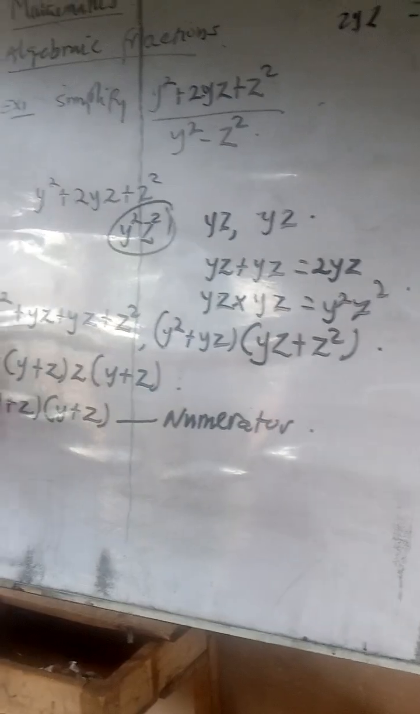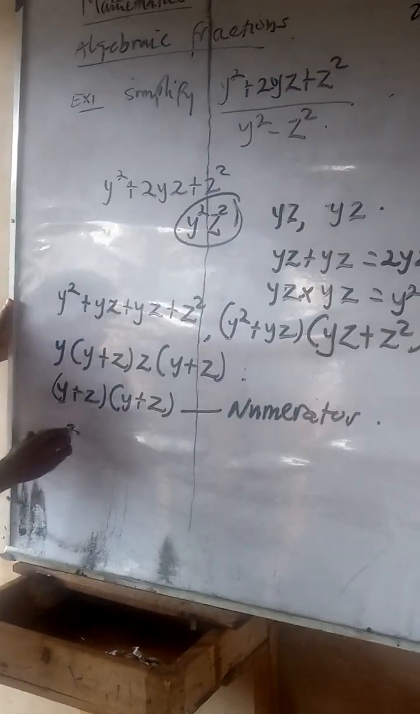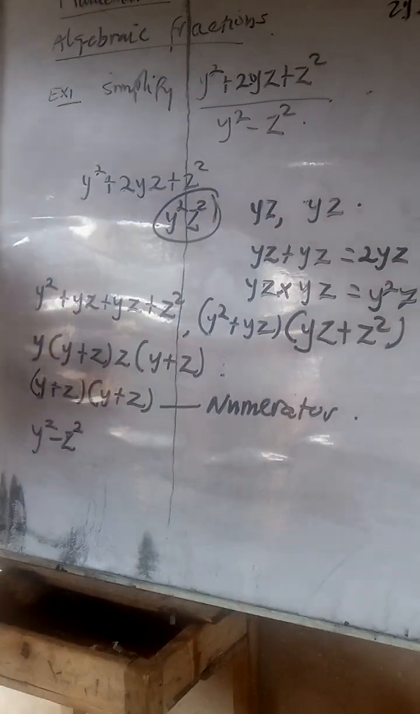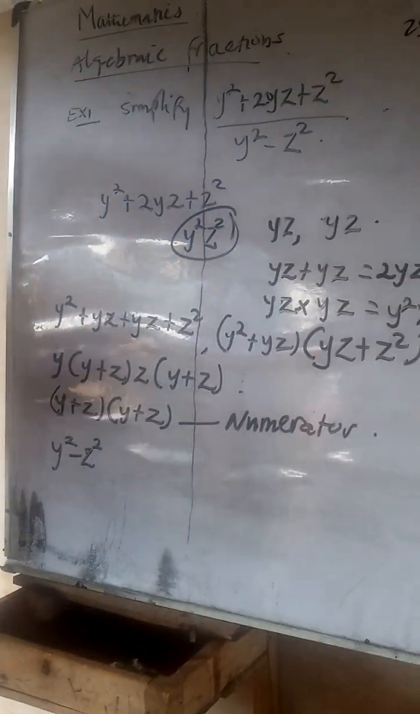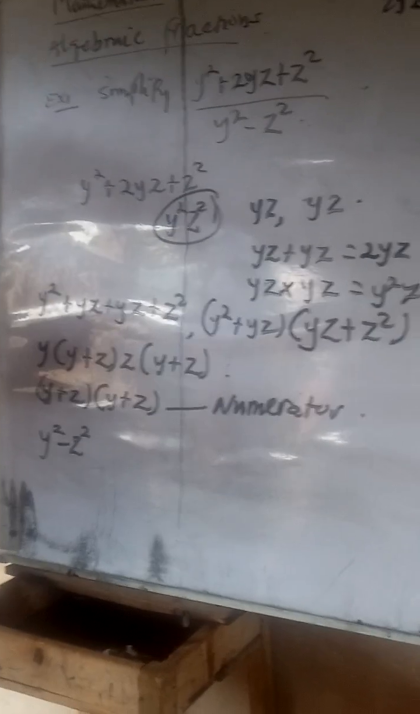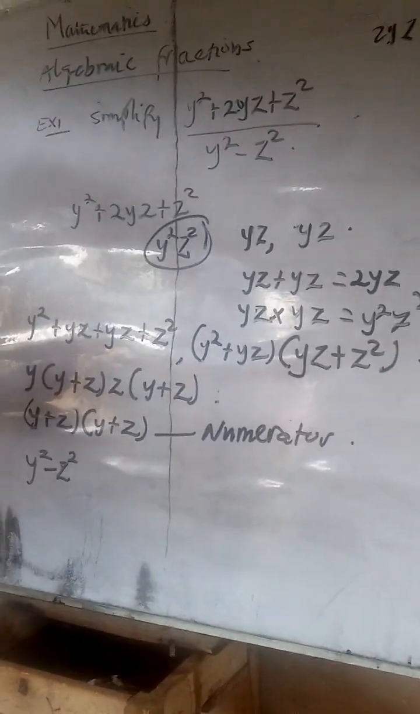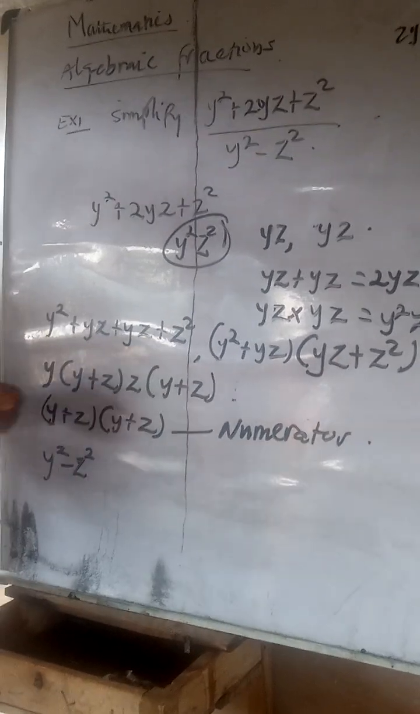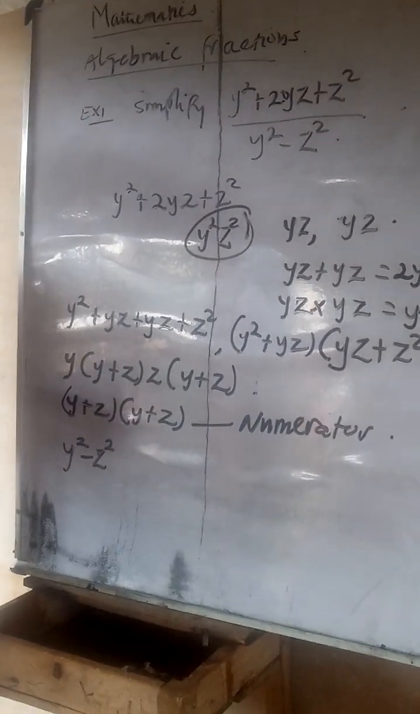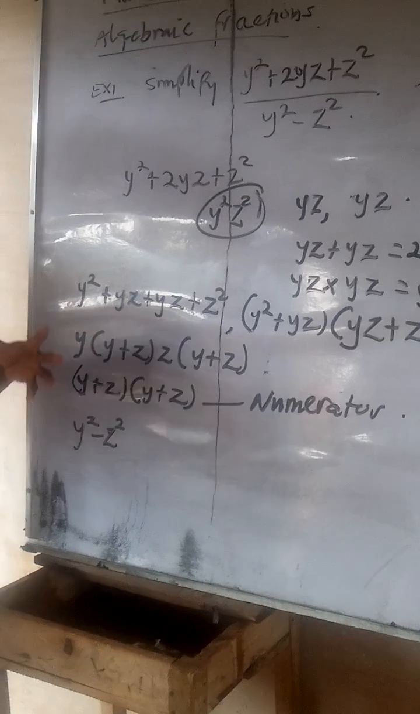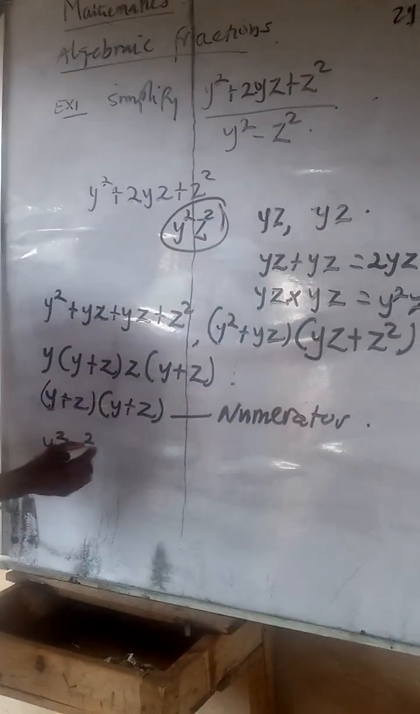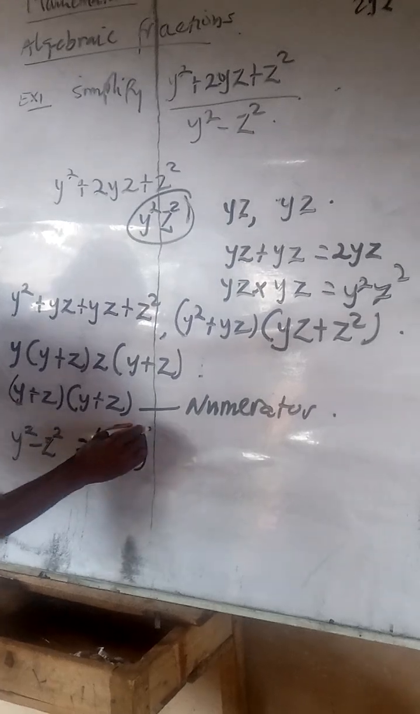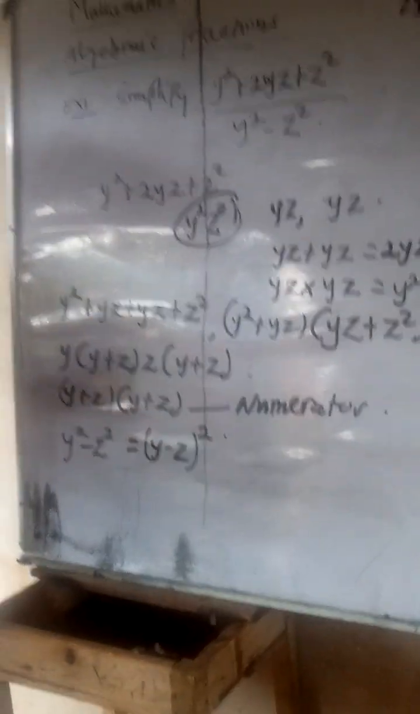Now, from the denominator, we have y squared minus z squared. This is also a quadratic equation in nature. How do we solve an equation of this nature? We use the difference of two squares. Are you getting me? This will be the same thing as y minus z all squared.